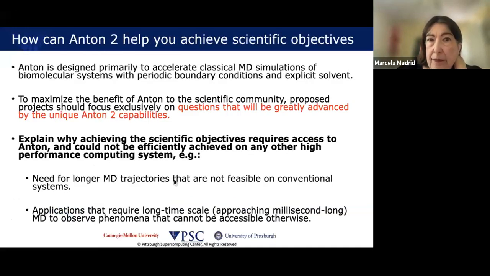So how can Anton 2 help you achieve scientific objectives? To maximize the benefit of Anton 2, the proposed simulation should focus on problems that will be greatly advanced by the unique capabilities of Anton 2, which usually means very long trajectories, and it has to be a biological system. And explain how achieving these scientific objectives requires the use of Anton and cannot be achieved by any other high-performance system or GPUs.